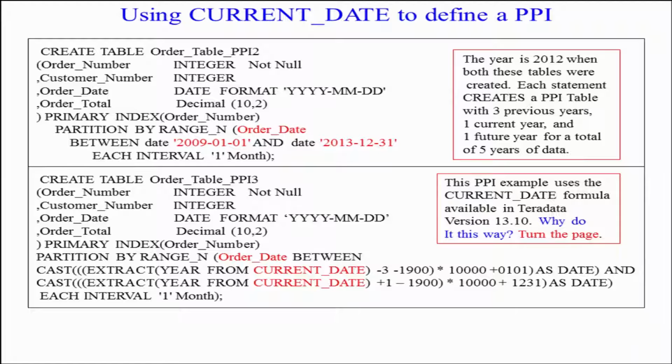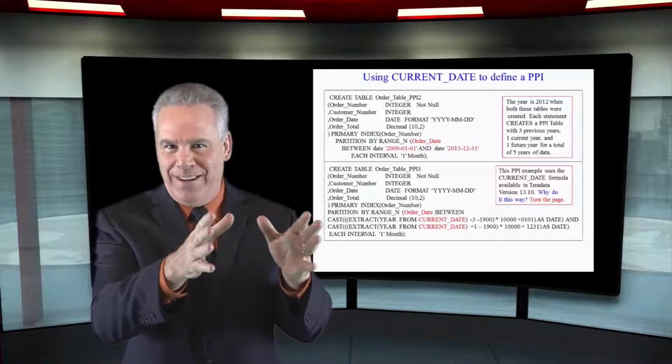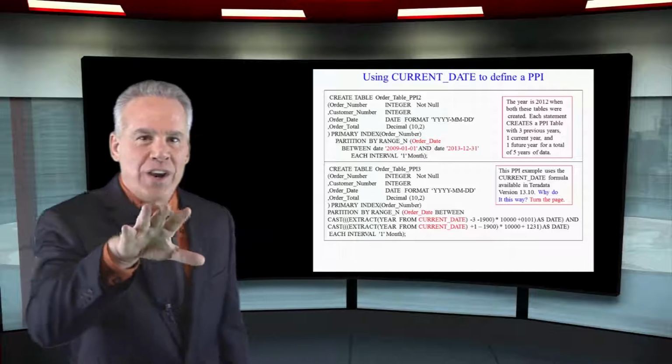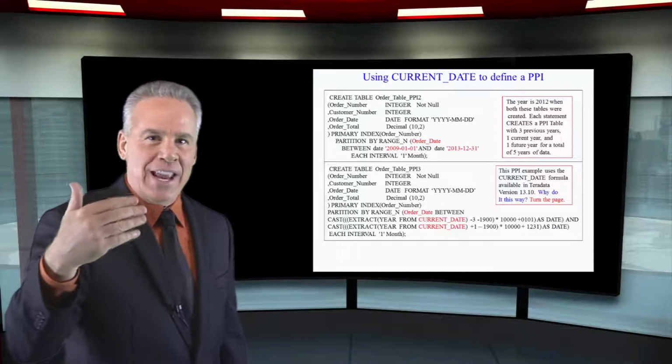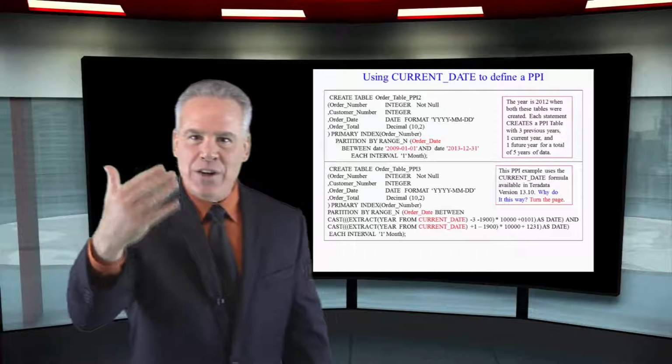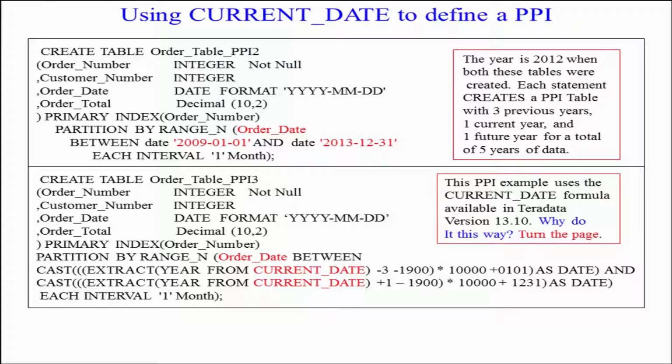Now, here's what I want you to see about this. The year's actually 2012 currently. So we're going to take 3 years of older data. We're going to take 1 year of the current year, 2012, and we're planning for the future. And we know that 2013's coming. Since our table's set up for 5 years of partitioning, as we load data in 2013, it's no problem.